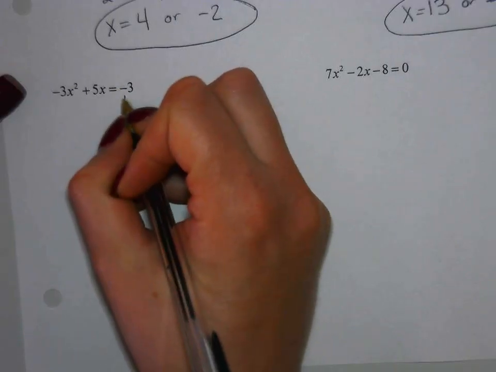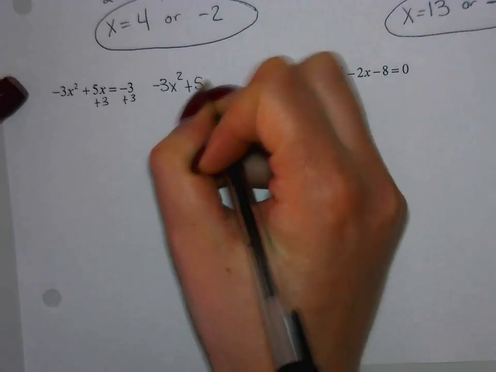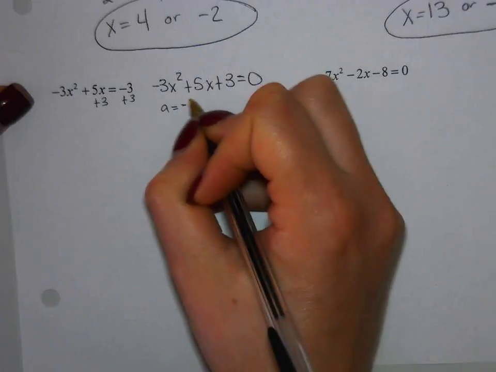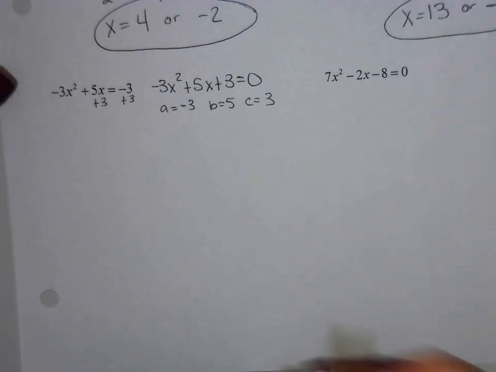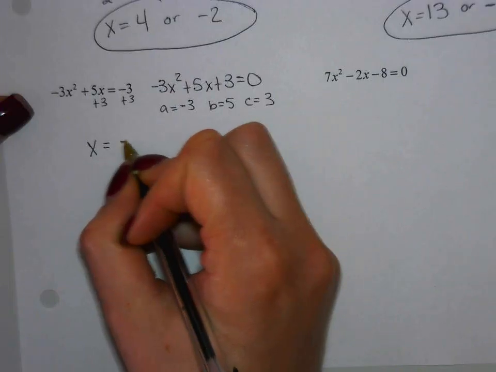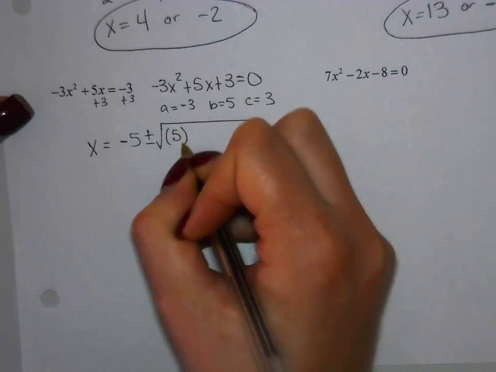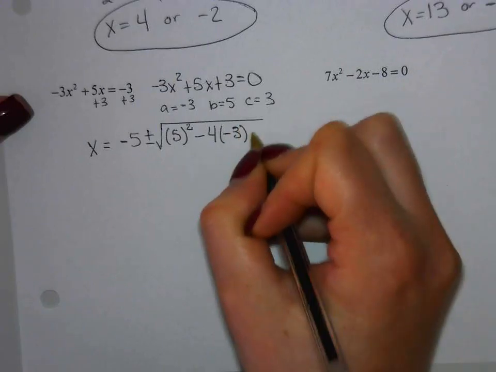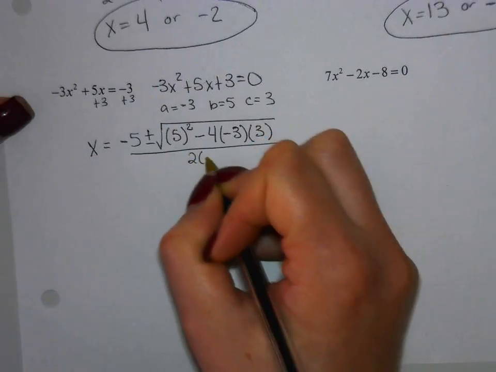Down here, we need to add 3 to get this into standard form. So negative 3x squared plus 5x plus 3 equals 0. A equals negative 3, b equals positive 5, and c equals positive 3. To put it in our quadratic formula, the opposite of b is negative 5, plus or minus the square root. We take b, which is 5, and square it, minus 4 times our a, which is negative 3, times our c, which is 3, all divided by 2 times a, which is negative 3.